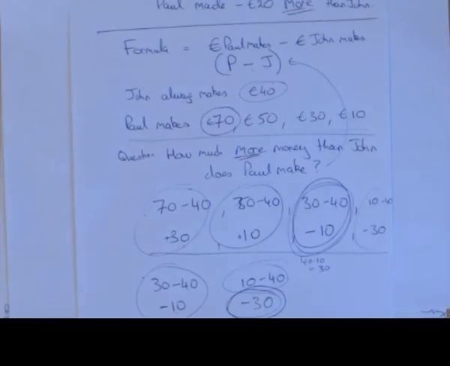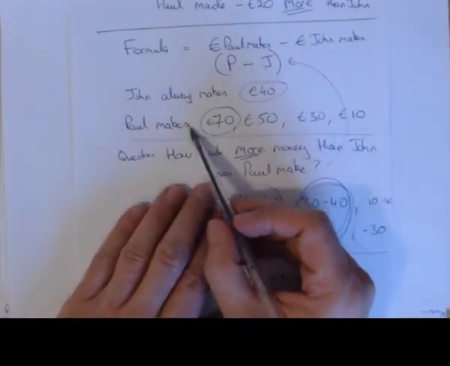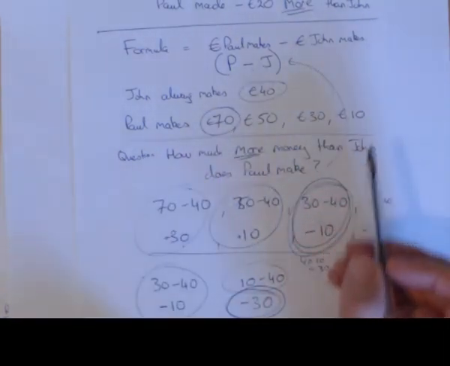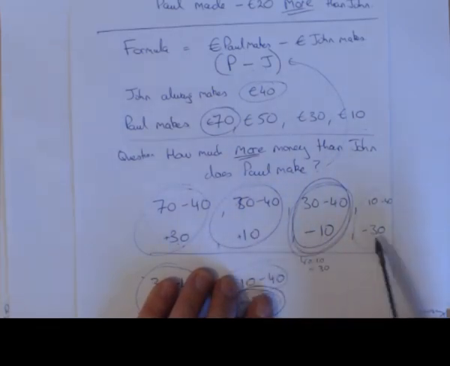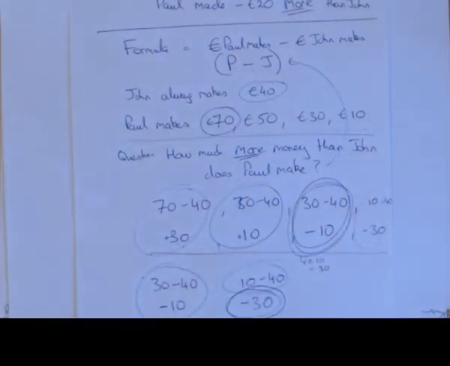Okay, so have a go at the questions, and remember to give your answers in the same order that they were asked. If Paul makes 70, 50, 30, 10, then your answers should be in the order 30, 10, negative 10, negative 30. Have a go at that. I'm sure you'll have no problem.